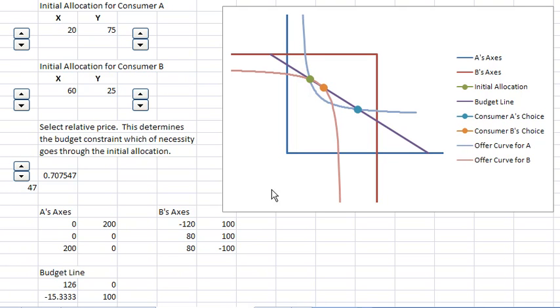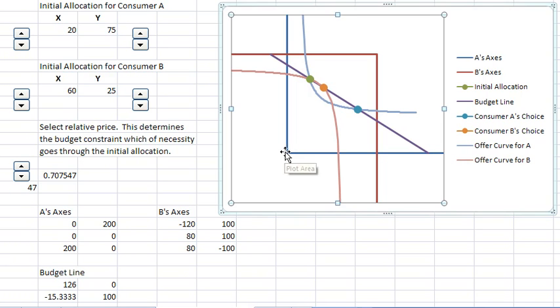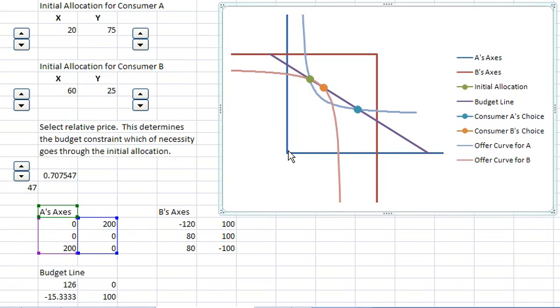Alright, here's a quick demo of how to find competitive equilibrium in the Edgeworth box. Let's take a look at what we have drawn here. These blue axes are the axes for A. This point right here, let's see if we can bring that point up, is the origin for the economy and represents A's origin as well.